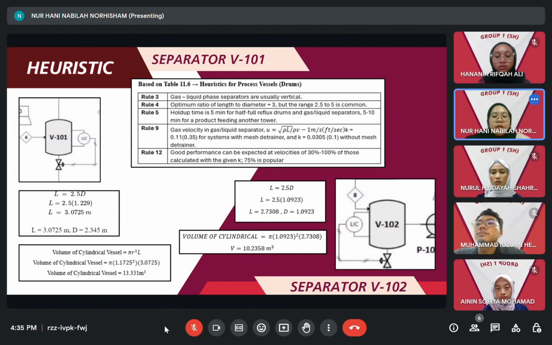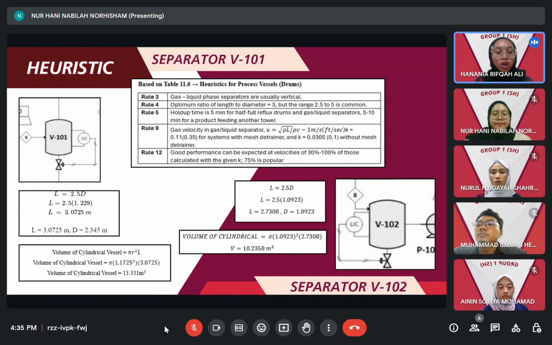Therefore, by applying Rule 4, 2.5 is multiplied with the diameter, so we have obtained the new length for the equipment, which is 3.0725 meter. And lastly, to obtain the volume of the vessel, we apply the formula pi r square L. Substituting the values of length and diameter, we obtain the volume of the vessel, which is 13.331 meter cube.